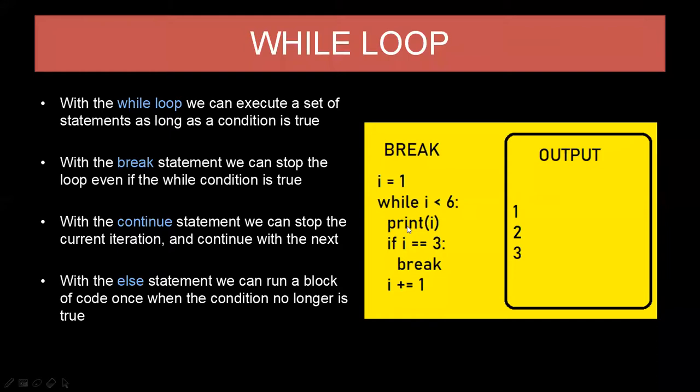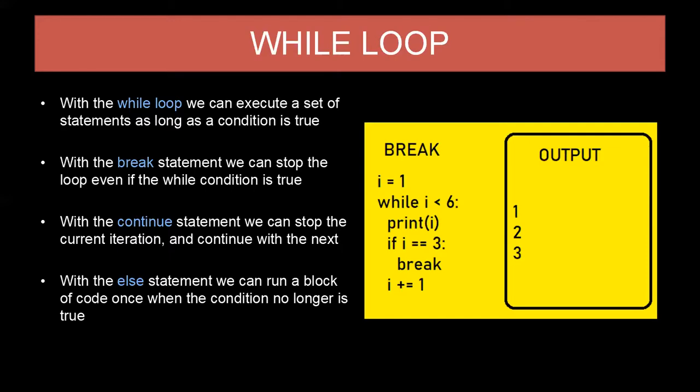So here we have an example: i equals 1, while i is less than 6, print i. If i equals 3, then break, and i plus equals 1. So here we have i starting from 1. If i is less than 6, then print i. If i is 3, then break, and the loop will break, and we cannot print the numbers after 3.